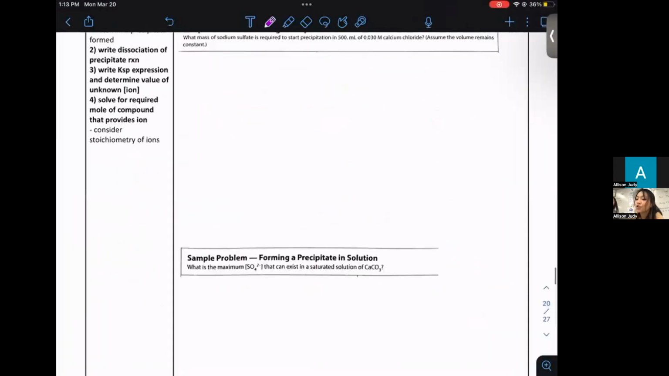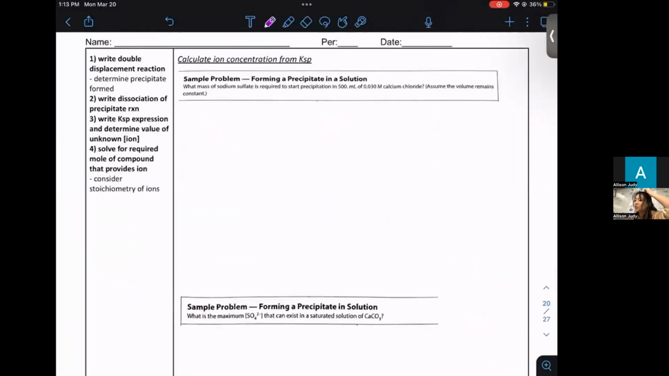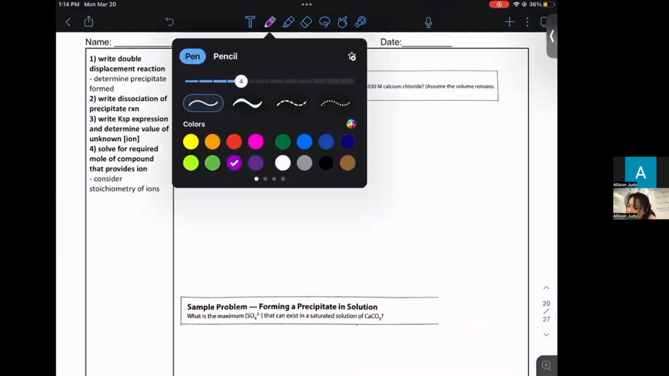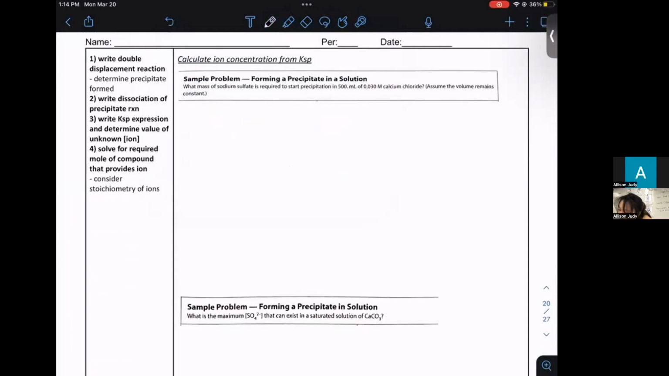All right. So let's do the third type of KSP problem, which is analogous to the third type of ice table problem. Here, we're going to calculate ion concentration from KSP. And honestly, it's just a lot of math. It's just annoying, but it's not too hard. So here we have: what mass of sodium sulfate is required to start precipitation in 500 milliliters of 0.03 calcium chloride? Assume volume remains constant.